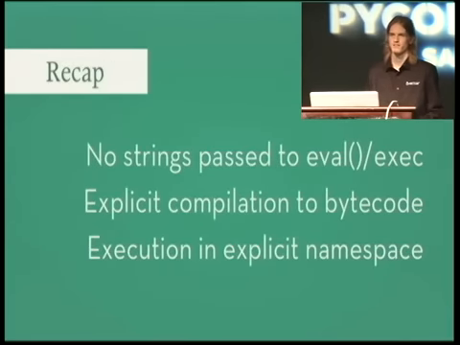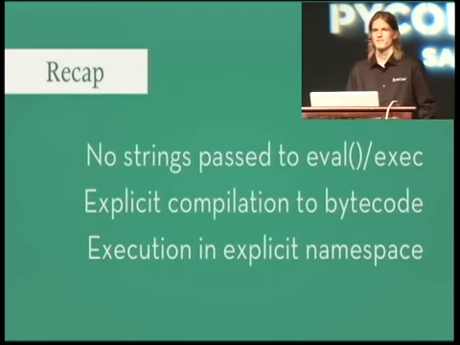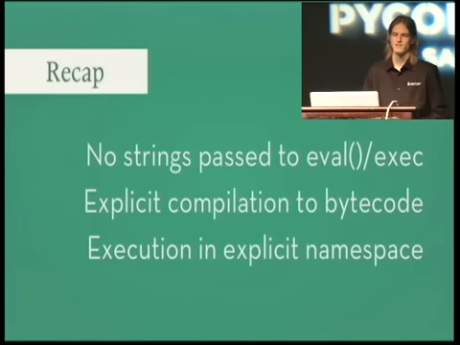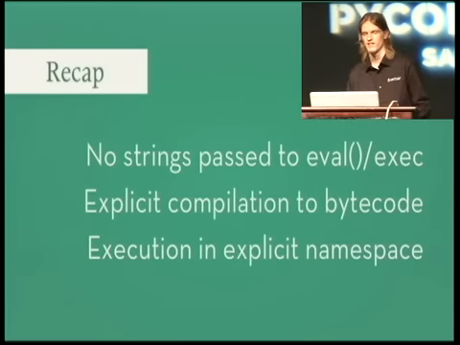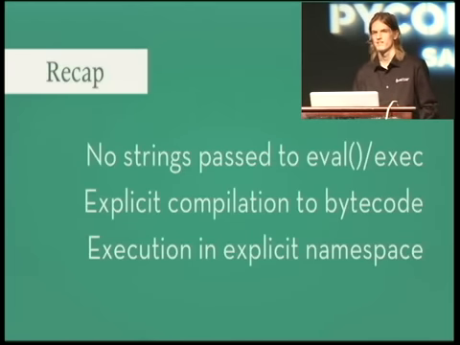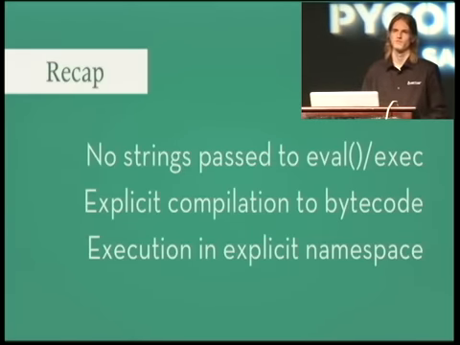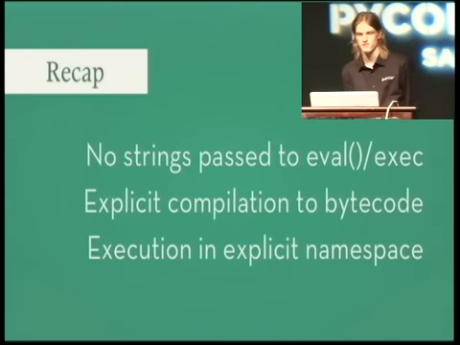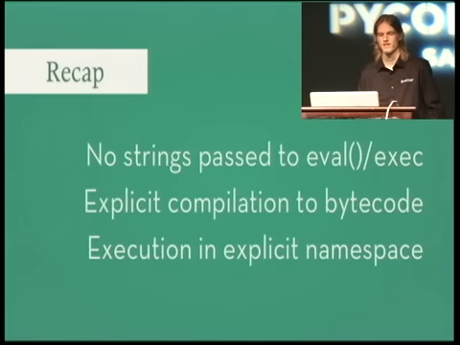So this is the basic summary of how this works. You don't pass strings directly to eval. You compile them first. The reason for that is that you can actually keep the code object around. So you have the full advantage of not having to reparse and reevaluate the whole thing again. All you have to do is keep this code object around, and the Python interpreter will then use the instructions on this code object to execute the code. This means you have an explicit compilation to bytecode, and then you can execute it in explicit namespaces, and you avoid the problem of polluting your namespace.